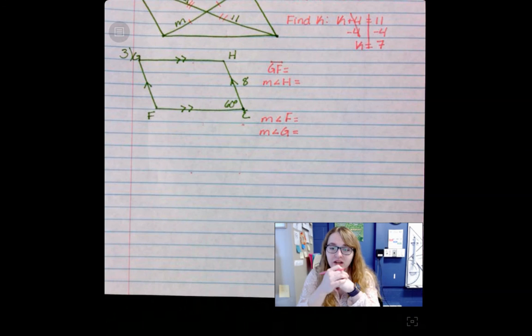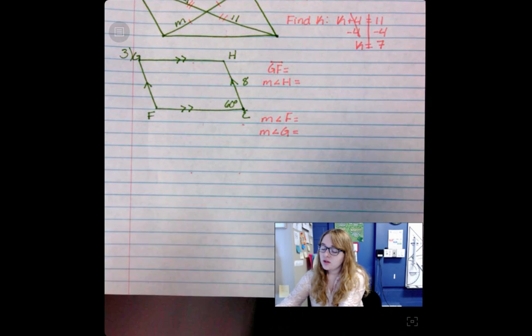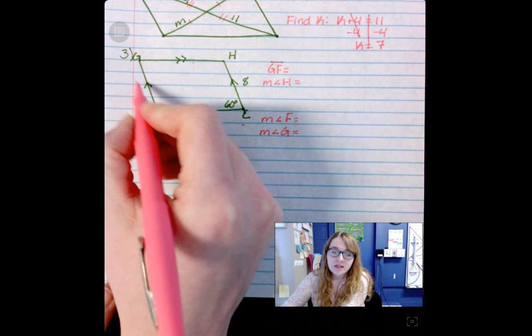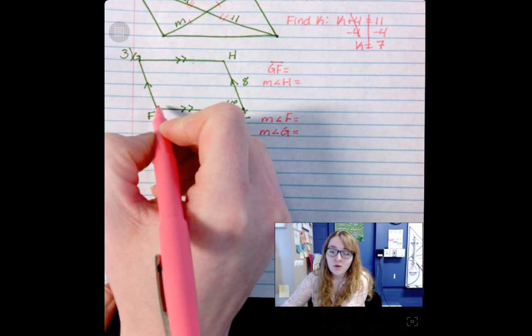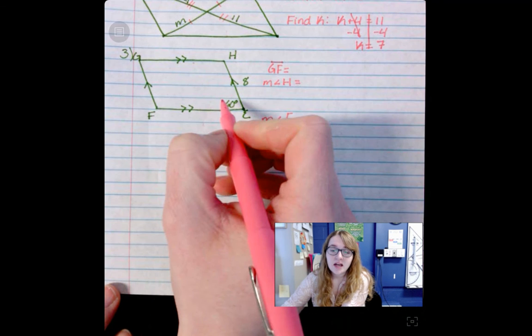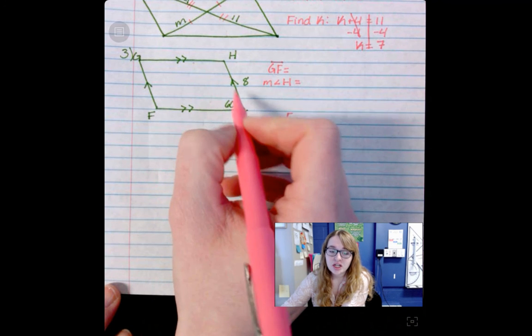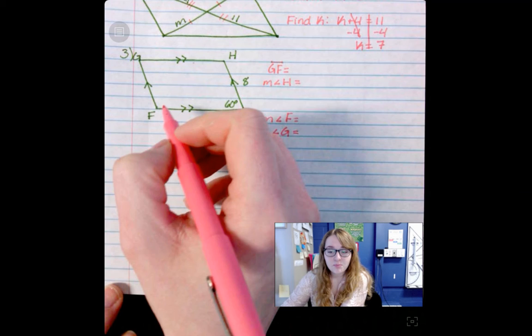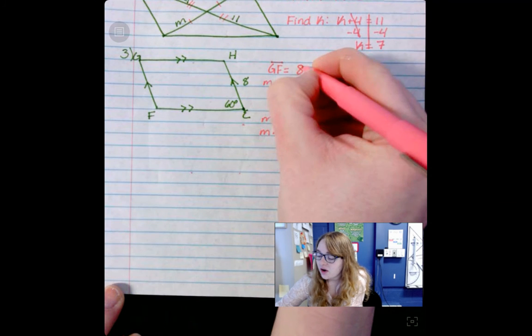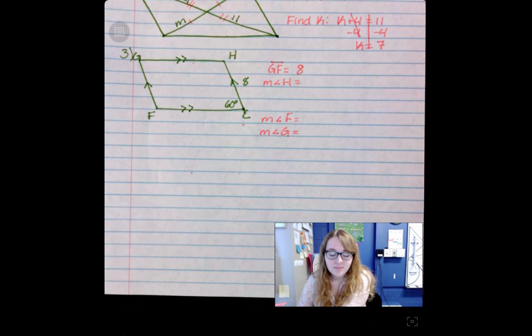Okay, in our third example here, we want to find the length of GF. We want to find the measure of angle H, the measure of angle F, and the measure of angle G. So to find GF, we could use our first super cool rule that says that the opposite sides are congruent. GF is over here, so we are going to look at the side that is not touching GF or furthest from GF, which is HE. Since HE is 8 units long, GF must also be 8 units long because opposite sides are congruent.